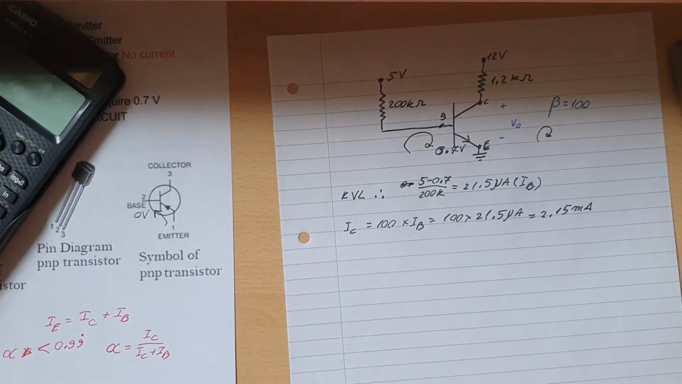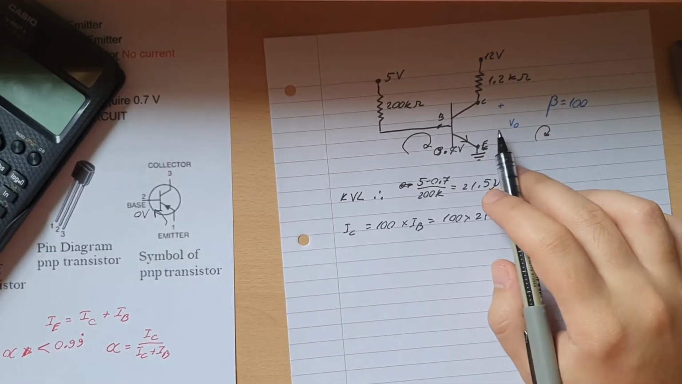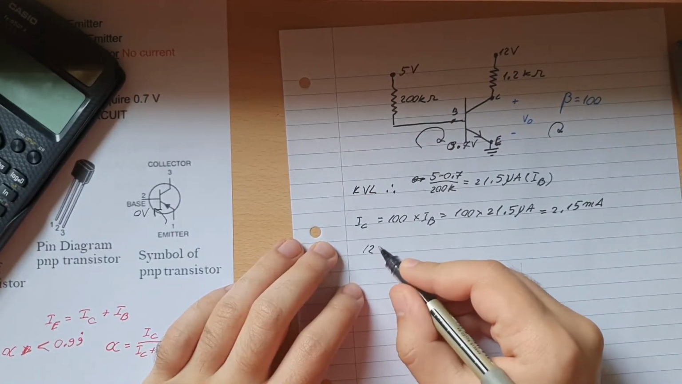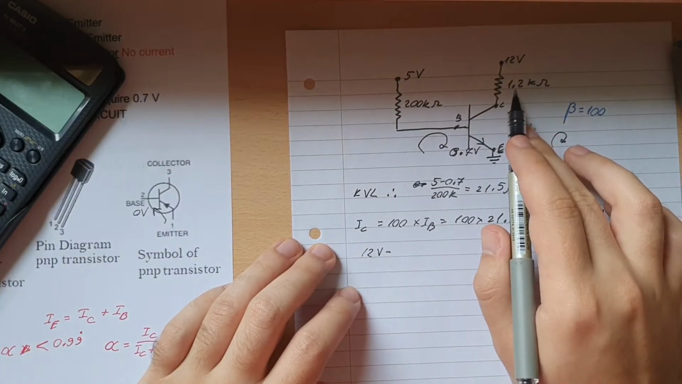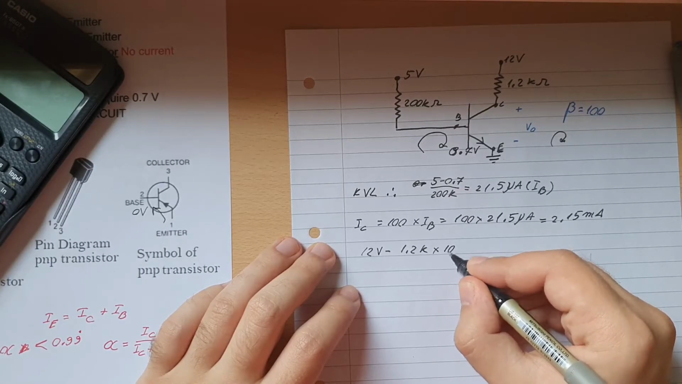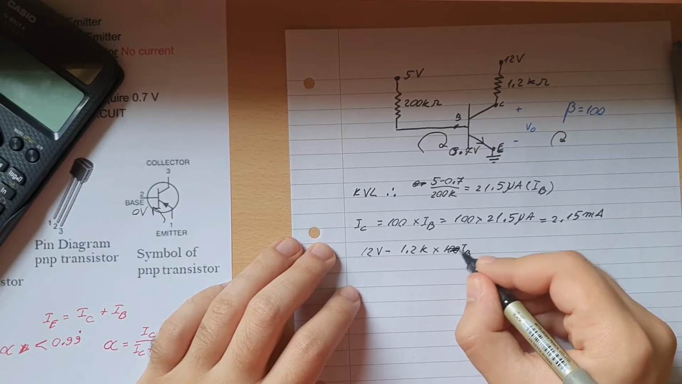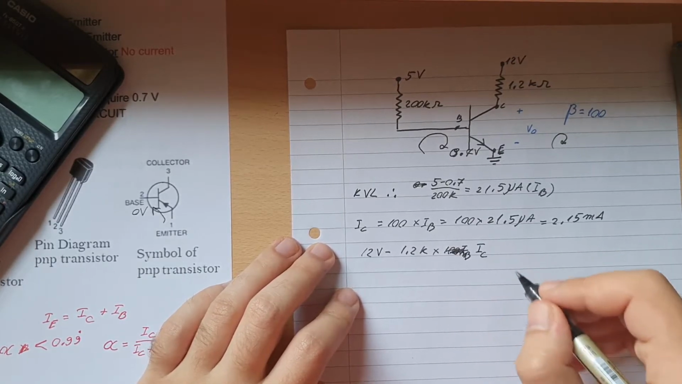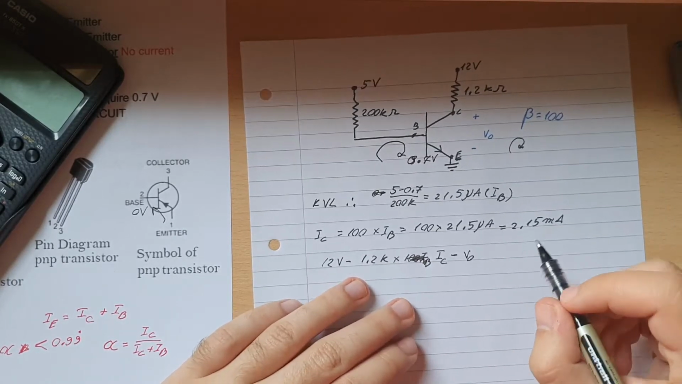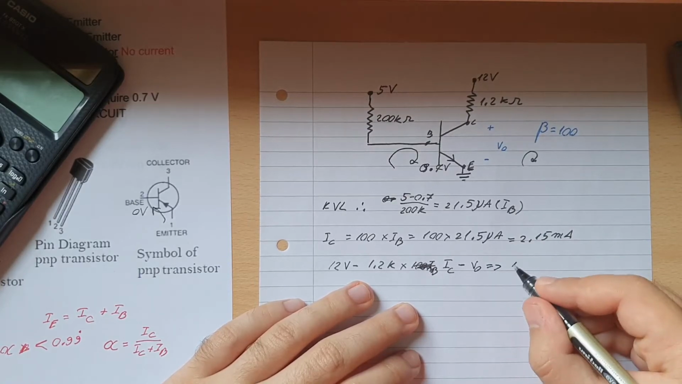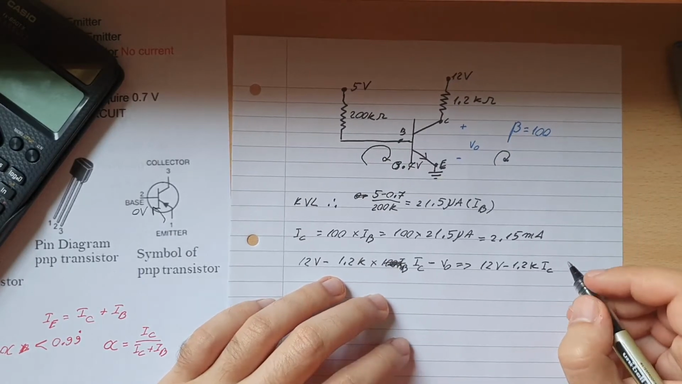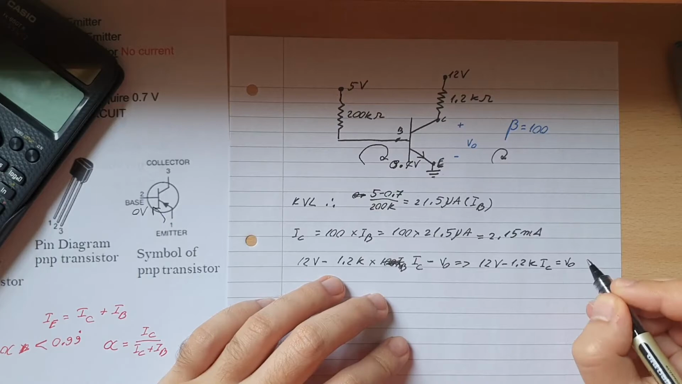So now let's calculate the Vout. The way we do so is to take the 12 volts minus the voltage drop in this resistor, which will be 1.2k times 100 IB, or we can just do times IC. There you go, that should make it easier. And then minus another voltage drop, which is Vout, the one that we need to know. So therefore we can write it as 12 volts minus 1.2k IC equal to Vout.